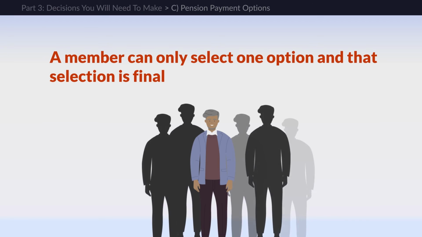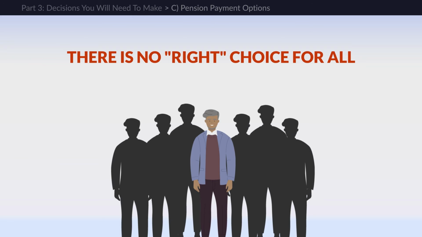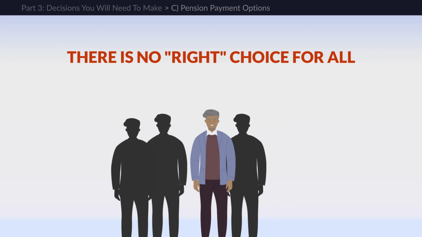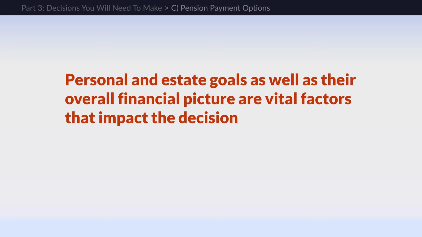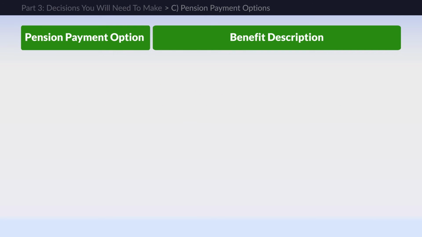Since every member's financial situation is different, there is no right choice for all. A member's life expectancy, their beneficiary's life expectancy, if applicable, their personal and estate goals, as well as their overall financial picture are vital factors that impact the decision. Let's go through each option.